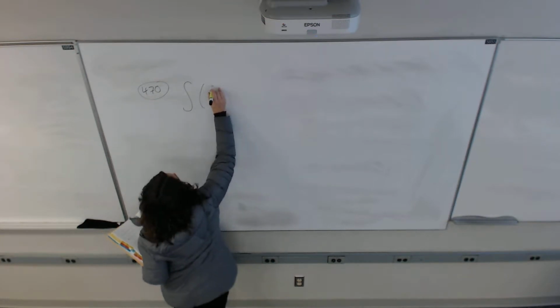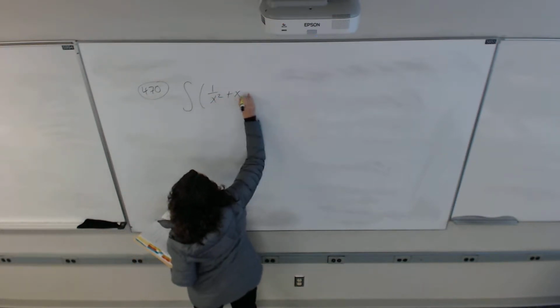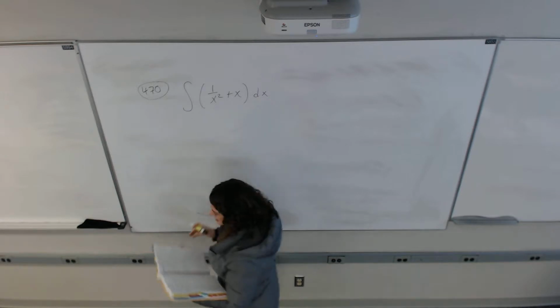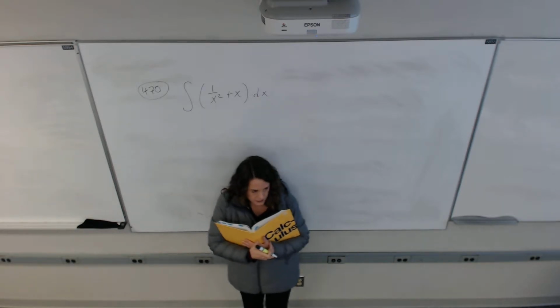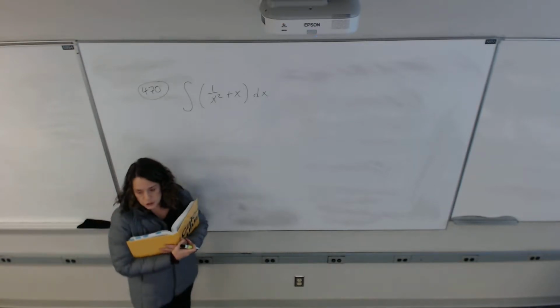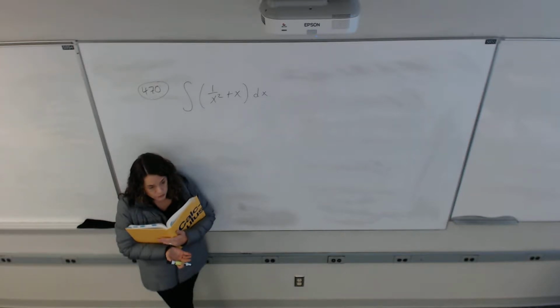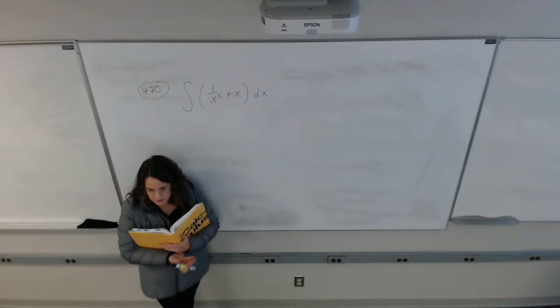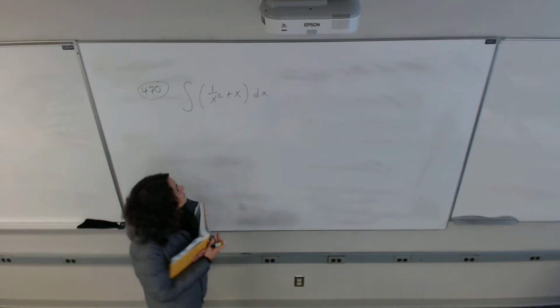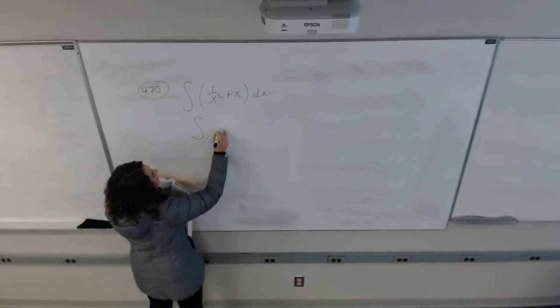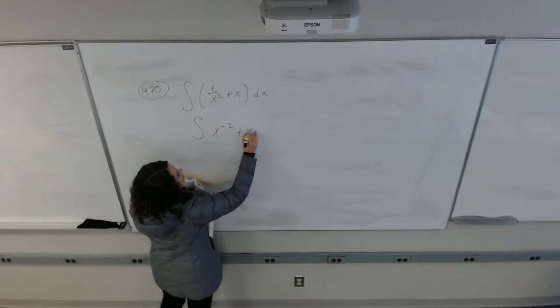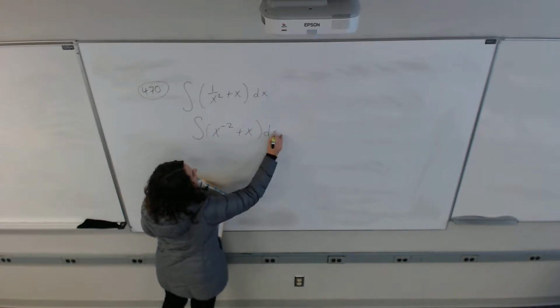So let's look at this one. This is out of 4.10. These are antiderivatives. So if I'm looking at this, the first thing I would do is fix the 1 over x squared and rewrite it as x to the negative 2, because it's easier to do the power rule. Just like when you do the derivative, it's easier if it's written in power form. So I would write x to the negative 2 plus x dx.